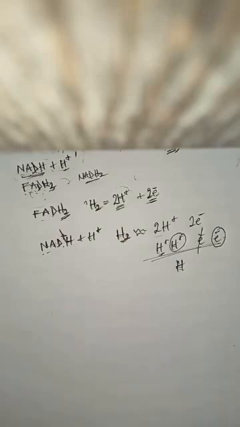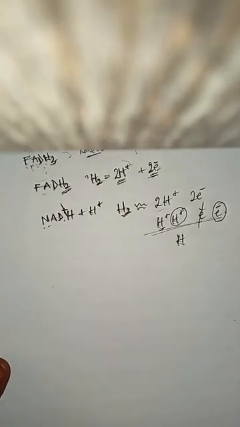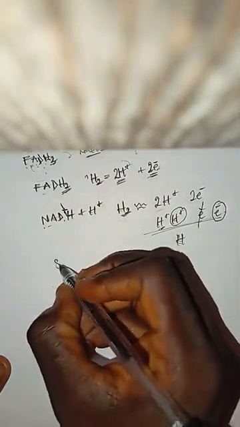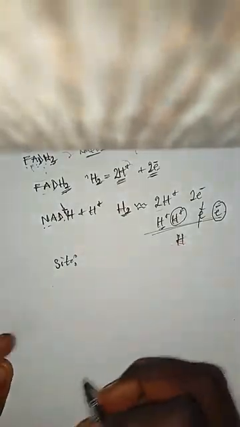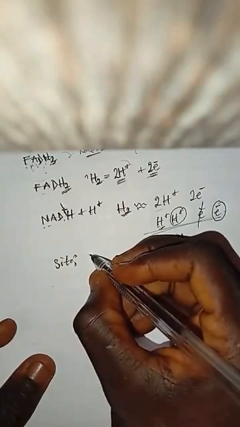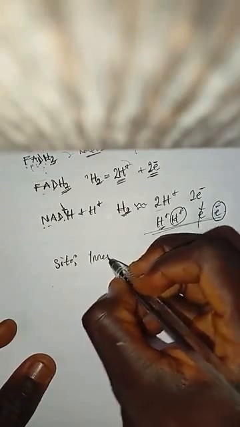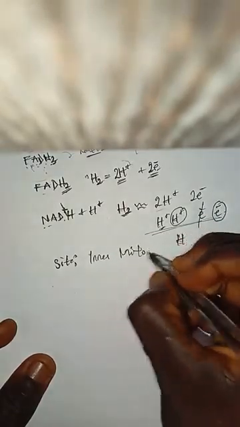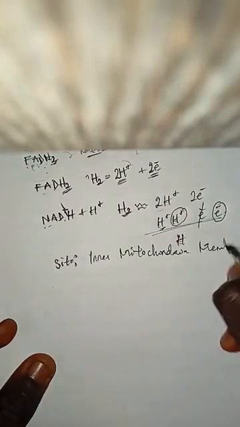All right. What is the site for this electron transportation? Where does it occur? Does it occur in the matrix of the mitochondria? Am I correct like that? No. It occurs in the inner mitochondrial membrane. Inner mitochondrial membrane. This is where it occurs.